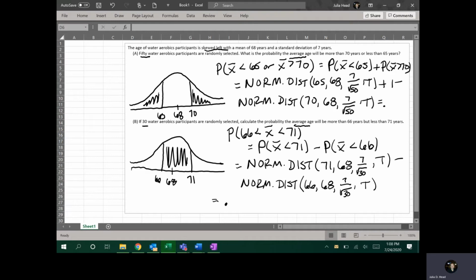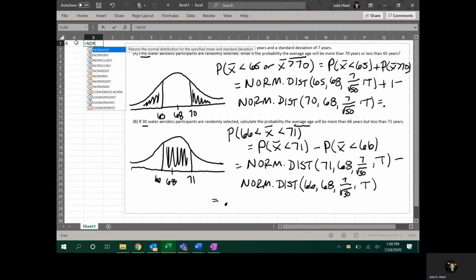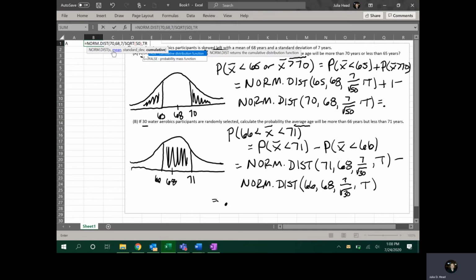So let's calculate both of these. Part A, norm dot dist, 70, 68, 7 over square root of 50, true, plus 1 minus norm dot dist of 70, 68, 7 over root 50, true.